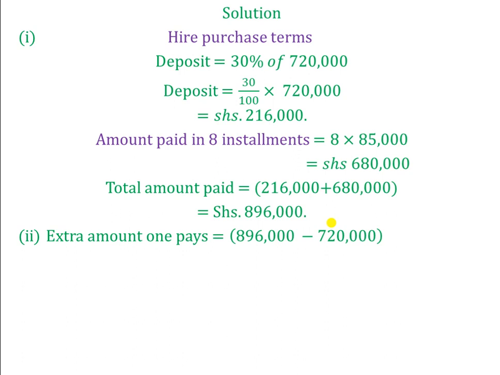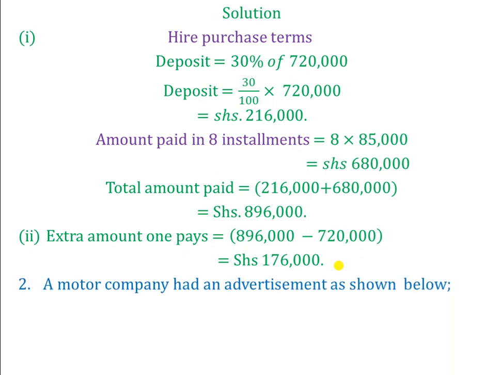So now, but part 2 was asking for the extra amount someone pays if he uses hire purchase instead of cash terms. So it is simply the hire purchase amount minus the cash price. And that gives us 896,000 minus 720,000. When you compute this, it comes to shillings 176,000 extra. You can't imagine this. So it will be some good money that you will pay extra compared to the person who bought the same item using cash. So that was our question 1. Let's go to question 2.